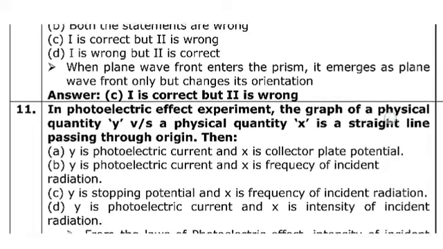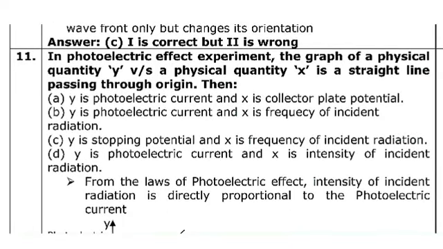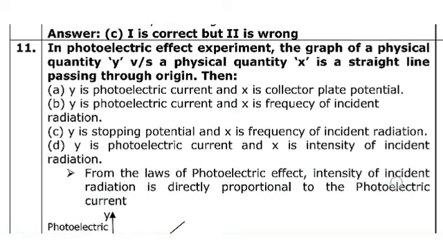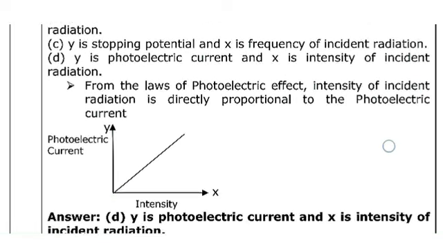Next, question number 11. In a photoelectric effect experiment, the graph of a physical quantity y versus a physical quantity x is a straight line passing through the origin. Then these A, B, C, D are the four options. From the laws of photoelectric effect, we can say the intensity of incident radiation is directly proportional to photoelectric current, right?